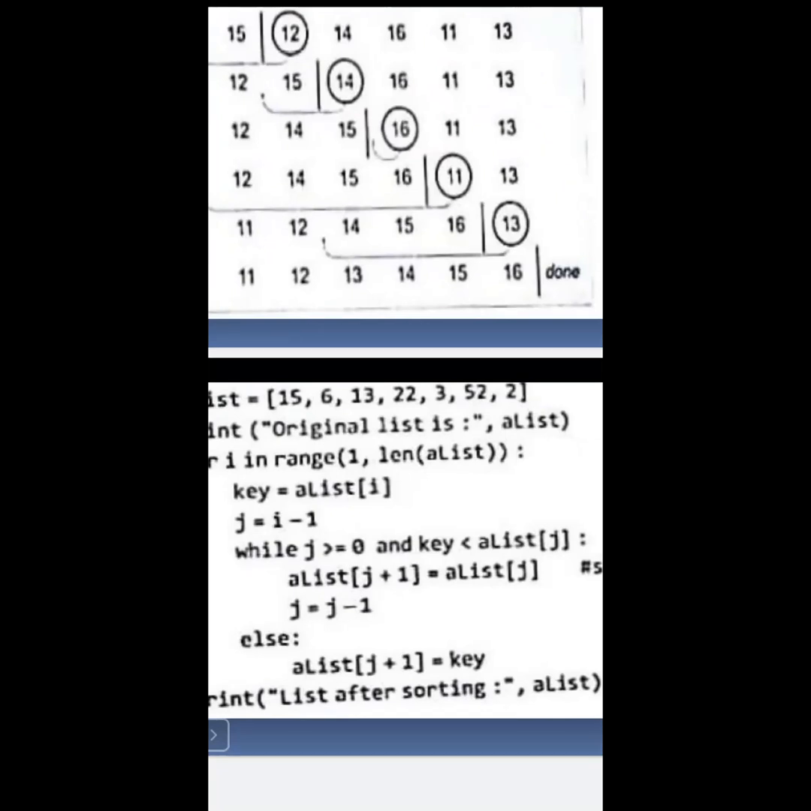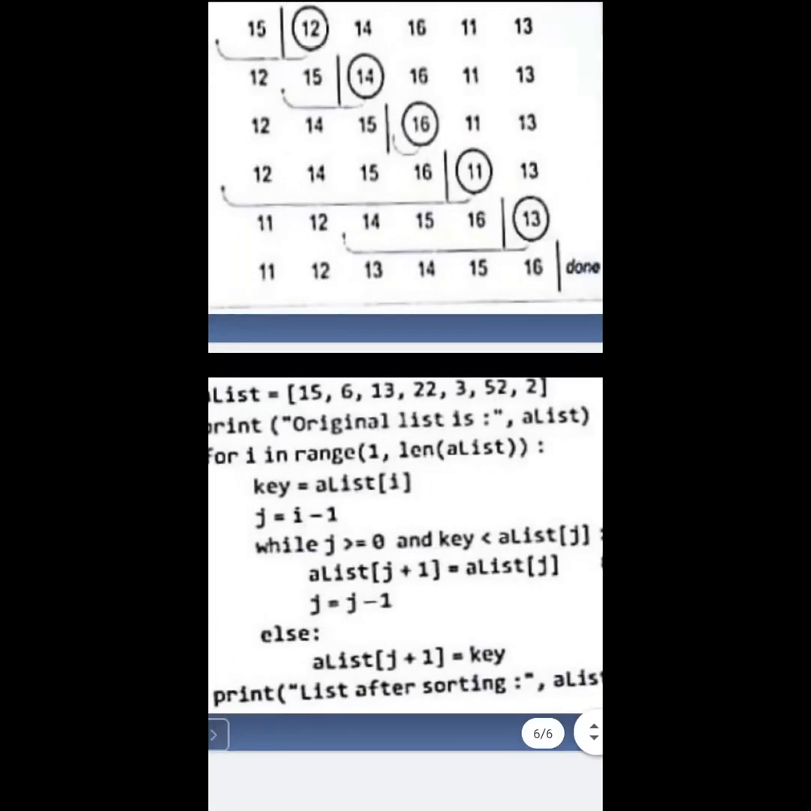The key value is 6. Is 6 less than 15? Yes, the condition is true. Condition true means what will happen? You can see a list of j plus 1 equals a list of j. A list of j is 15. What is a list of j plus 1? The j value is 0, so 0 plus 1 is 1.